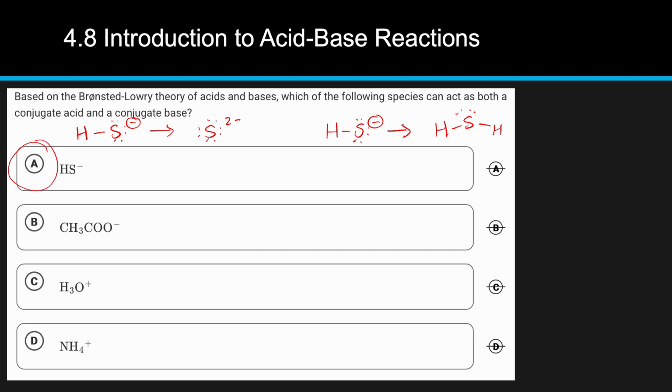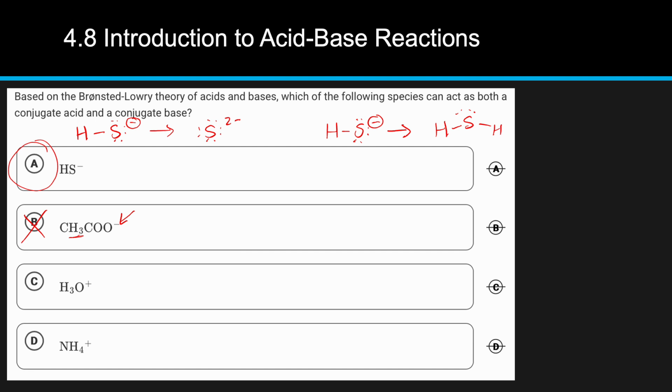But let's talk about why B, C, and D are wrong. So looking at CH3COO minus, I can already tell that I do not have an acidic hydrogen because my only hydrogens are attached to a carbon, which means I do not have any hydrogens to donate. So B would not be the correct answer. Now I can very easily accept an H plus ion on that oxygen on the end there, but I cannot donate it. So that's not the answer.